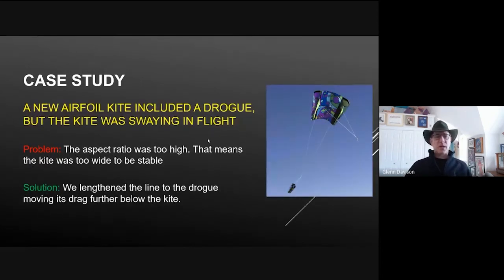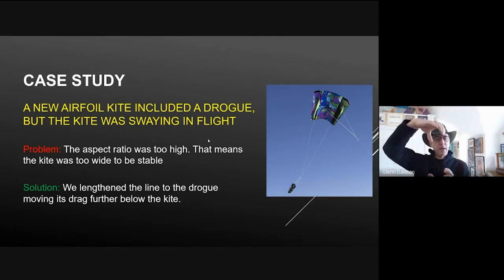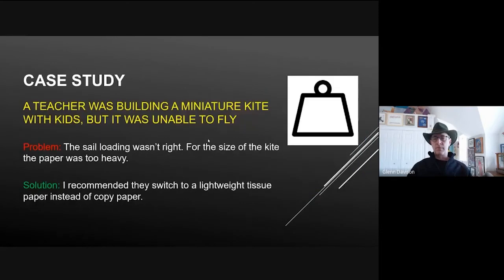Now, this was an airfoil kite. It was brand new. It came with a drogue, but the kite was swaying left and right in flight. That's called yaw. And the problem was that the aspect ratio was too high. So it's a little bit too wide in order for it to fly well. And what we did was we took the line that goes to the drogue and lengthened that line. And that made the kite a little bit taller, and we got perfectly steady flight from that airfoil kite afterward, that fluted foil.